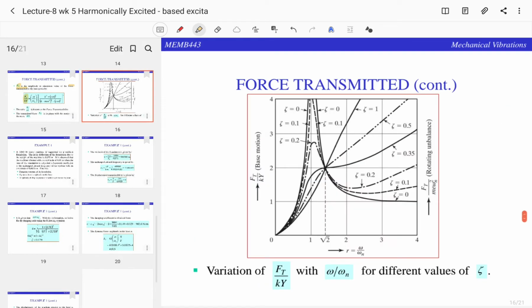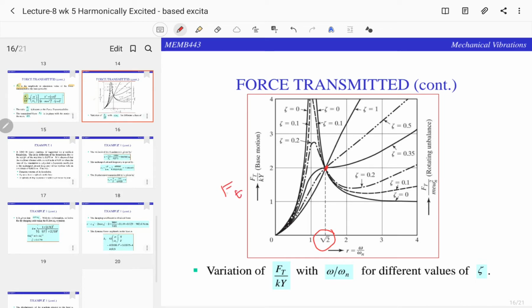If you plot the transmitted force, you can see it is quite similar to the previous figure, but it's a little bit more refined, where you can see at r equals root of 2, there is a deflection point there. So you have the value of the force transmissibility.